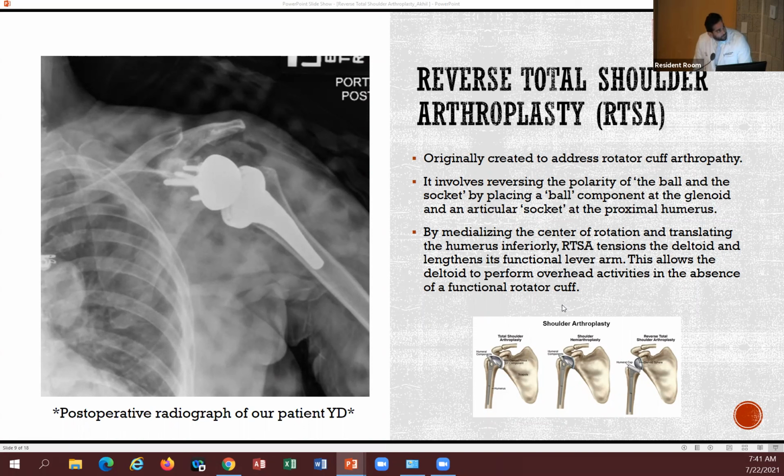And I thought this was a good image of a reverse total shoulder. Sorry, this is the total shoulder, or anatomic total shoulder. This is the hemiarthroplasty, and then this is the reverse.